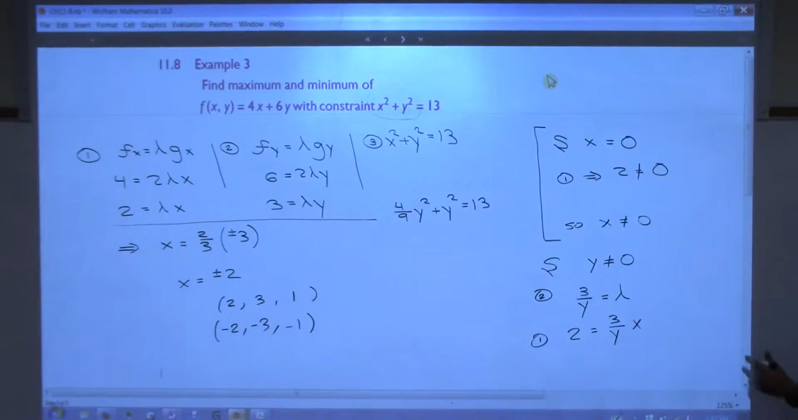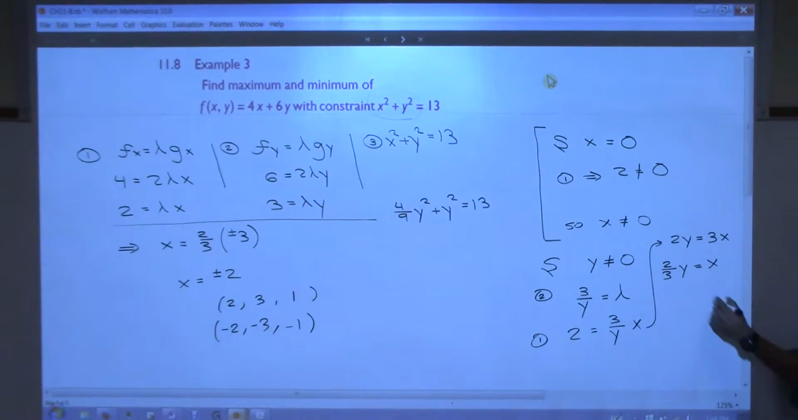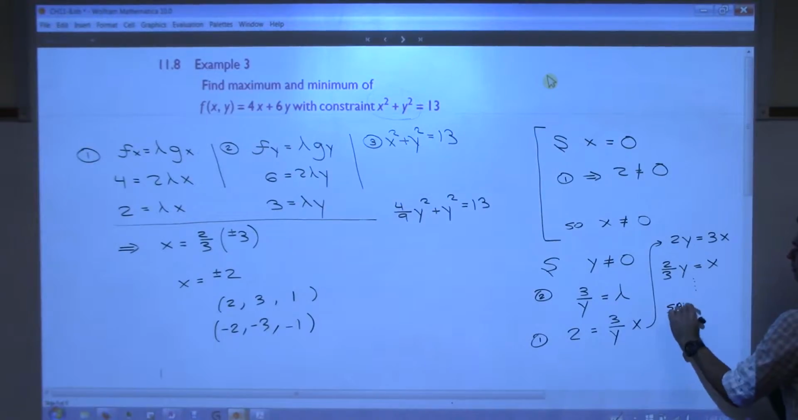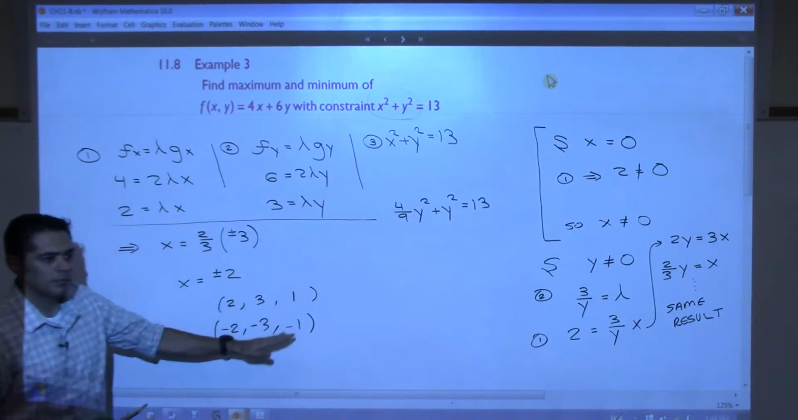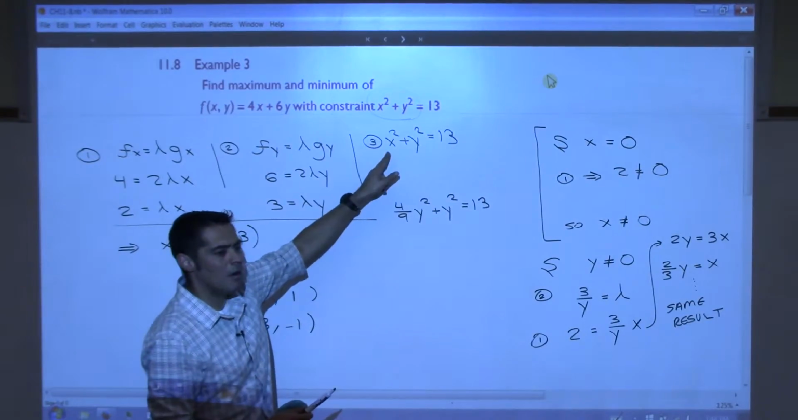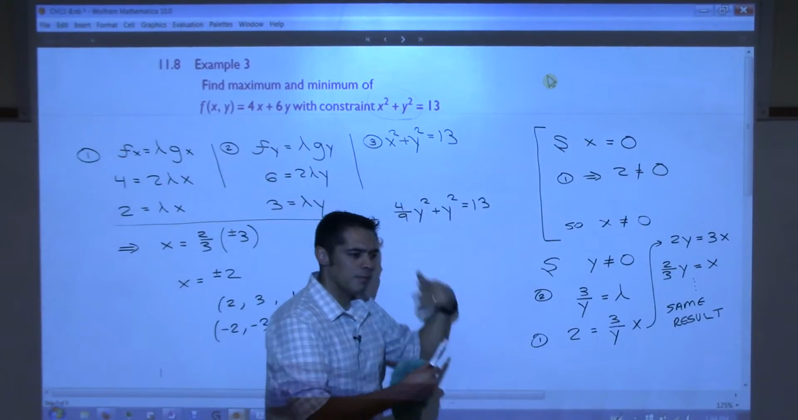Clear the fractions. We get 2y equals 3x. And then I can solve this for x or y. I'm going to solve it for x. 2/3 y equals x. Isn't that the exact same thing we had earlier? Isn't this the same exact thing? So from here on, it's going to be the same result. Right? Same result. We're going to have this right here. Because you're going to replace x with 2/3 y. And then you're going to square it, and it's going to become 4/9 y squared, and you're going to move through the same thing, right?